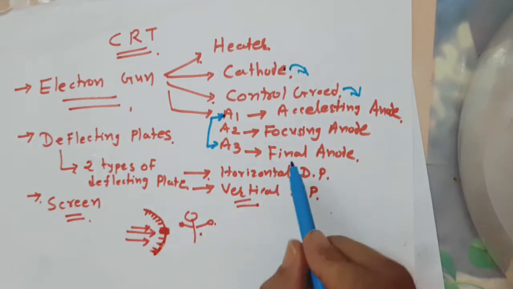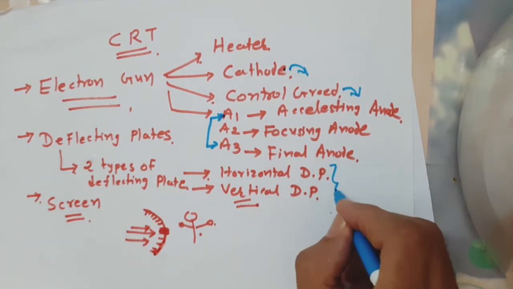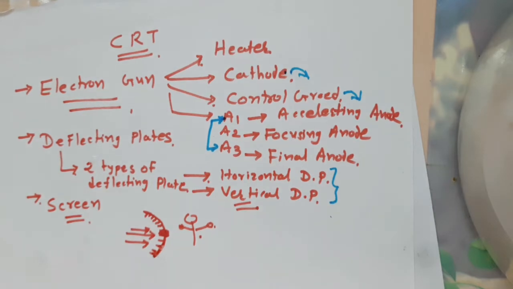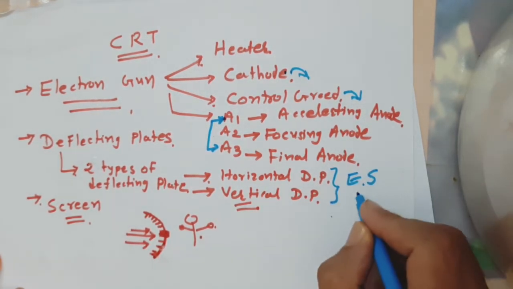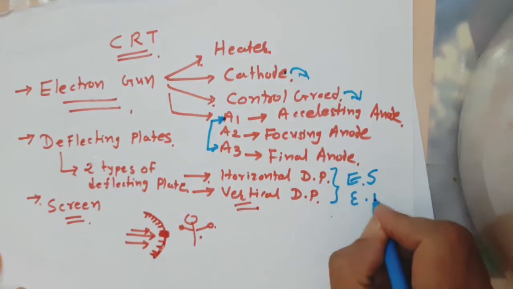Before it is given to the CR tube, it is given to the deflecting plates. Whichever type of deflection, vertical or horizontal, we need, the same type of deflection takes place. Now there are two types of deflection: one is the electrostatic and the other one is the electromagnetic.